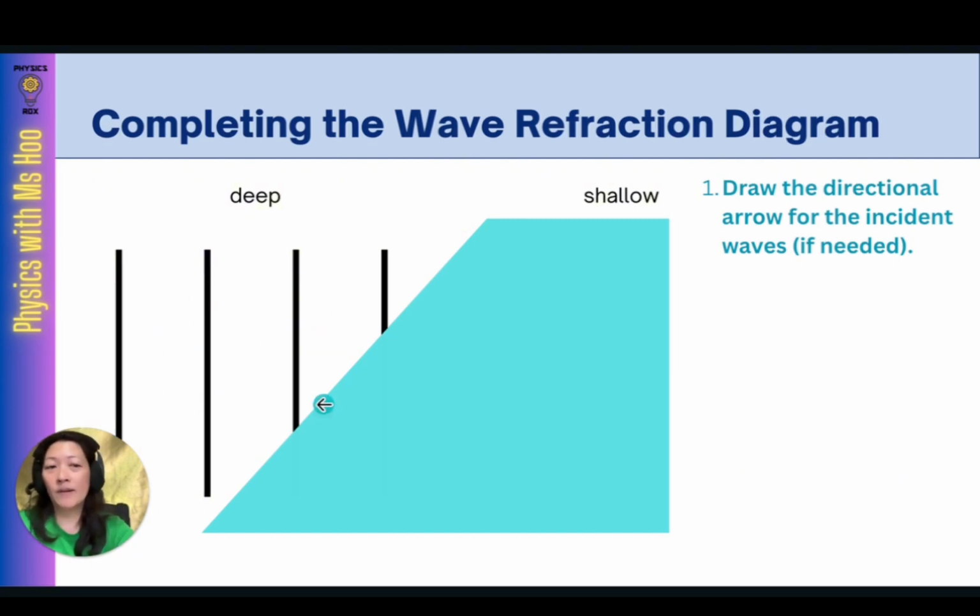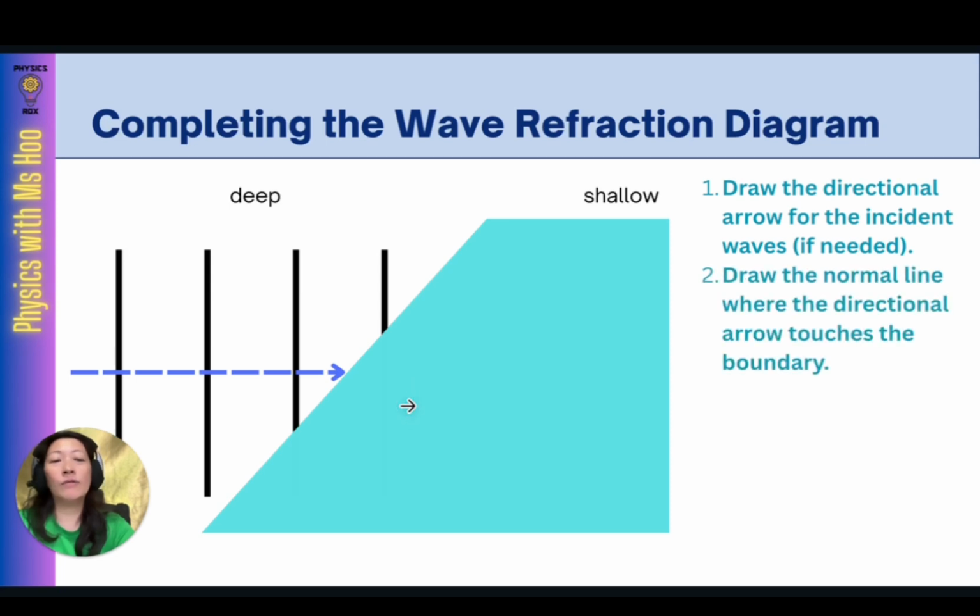If the diagram you're given does not have the directional arrow, you need to draw that first. The waves are traveling from left to right. You need to draw the arrow that is perpendicular to the wavefronts, like this. In my case, I've drawn the arrow as a dotted line. You actually don't need to, but I like to draw it dotted just to make it distinctively clear from the wavefront. So draw the arrow until it touches the boundary between the deep and shallow region.